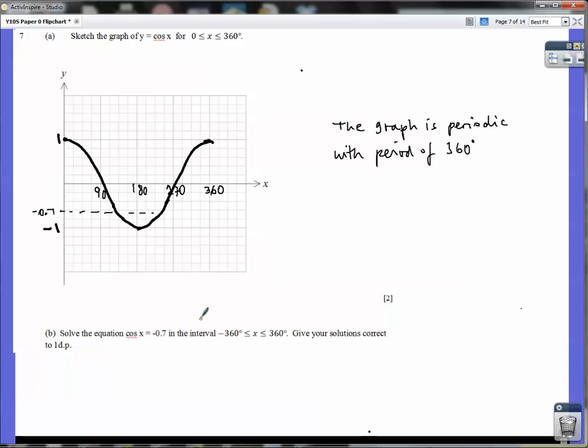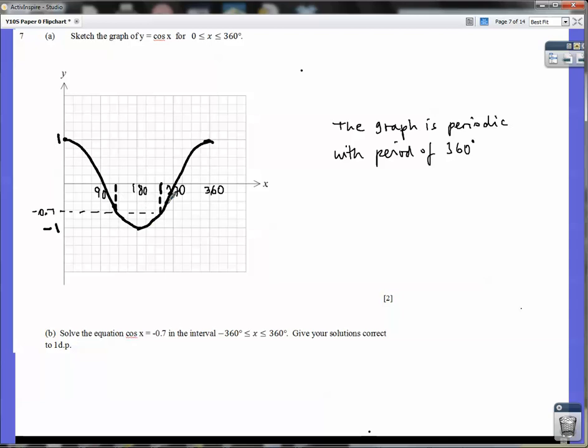So I've already marked on minus 0.7 roughly. It's not quite minus 0.7 on this, and just to indicate that there are actually two values of x for which cos x is minus 0.7 between 0 and 360. One value is up here, and the other value is up here.